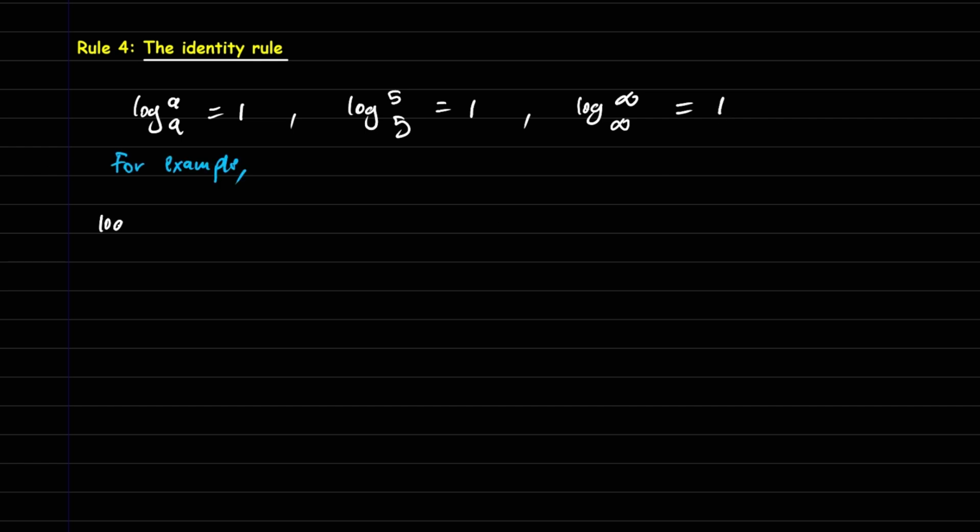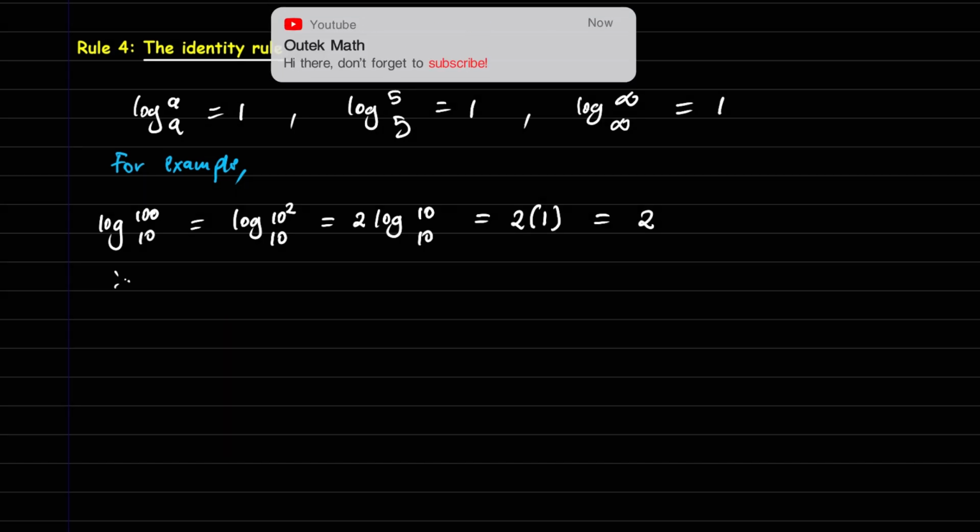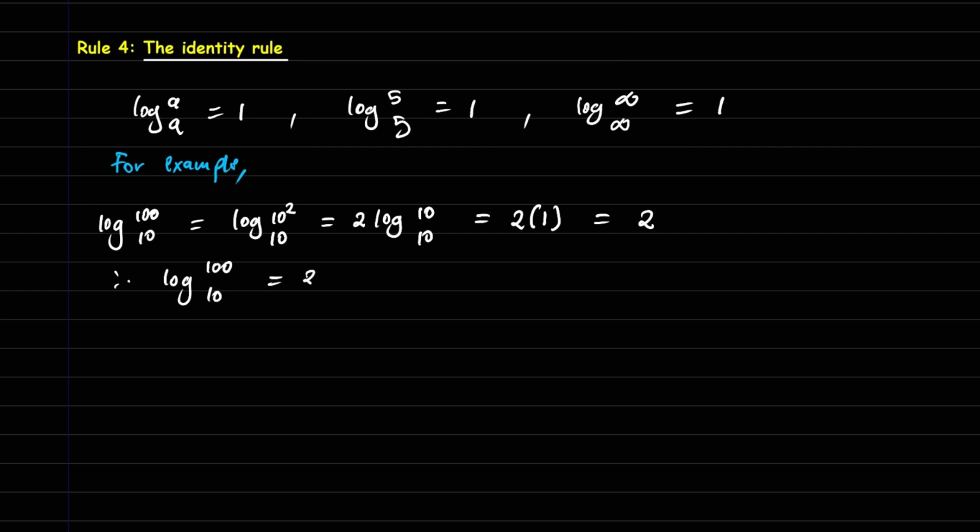For example, log of 100 base 10. This equals, remember 100 is the same as 10 squared, log of 10 squared base 10. From the power rule, 2 becomes the coefficient of this logarithm, and this becomes 2 log of 10 base 10. But from the identity rule, log of 10 base 10 equals 1. This implies that we have 2 times 1, which equals 2. Therefore, log of 100 to base 10 equals 2.